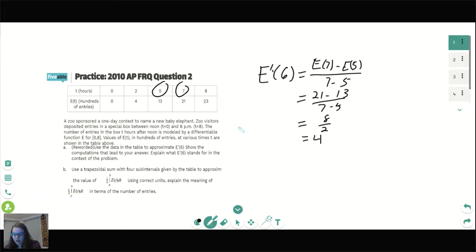Oh, awesome. We have a great explanation here. So at 6 p.m., the rate at which the elephants are being deposited is 400 elephants per second. Okay, the units we do need to work on because it's not exactly elephants, we're entering names, and it is in terms of hours. Yes, so the units are things we've got to work on. In context of the problem, they're calling it entries. So we want to make sure we're staying consistent with what AP has called it. So this is in hundreds of entries. Okay, so this is 400, and then it's going to be entries, and since t is in hours, entries per hour.